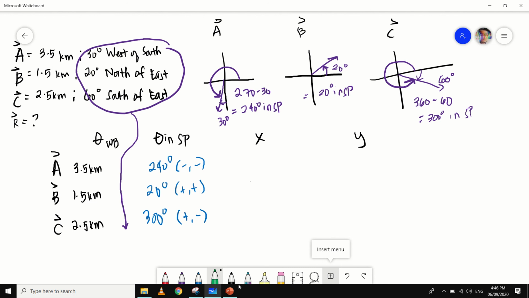Sorry. X is negative 1.75. And then your y component for the first vector is negative 3.03. Alright, sige. And then you can see it's both negative kasi nasa third quadrant siya. Next, you have 1.41 and then 0.51 and then 1.25 and negative 2.17.